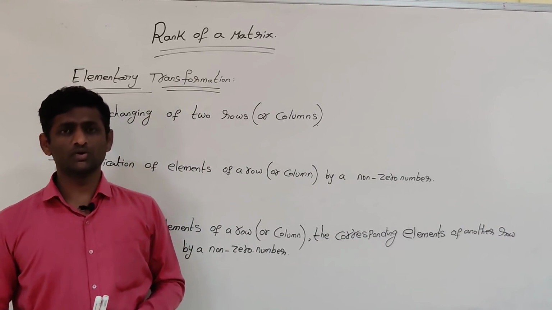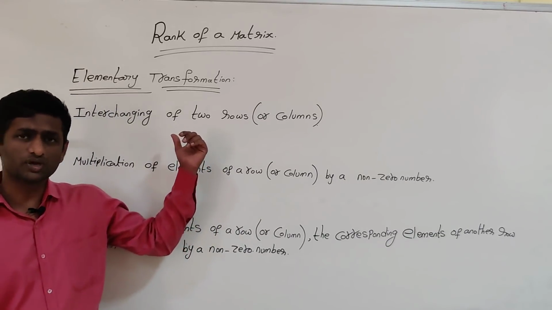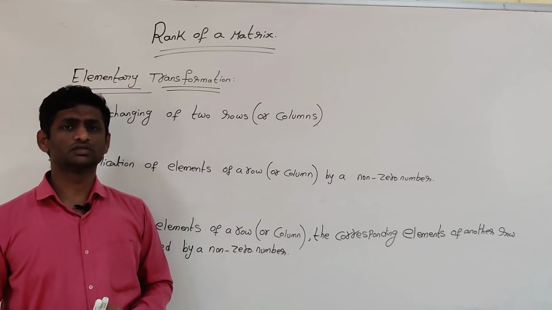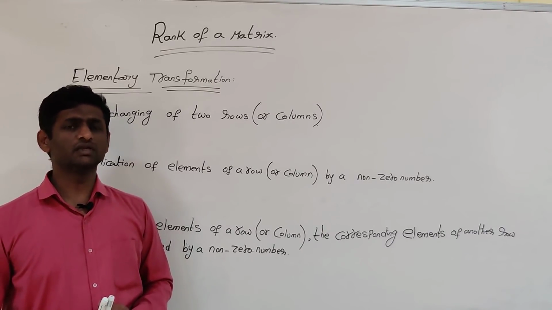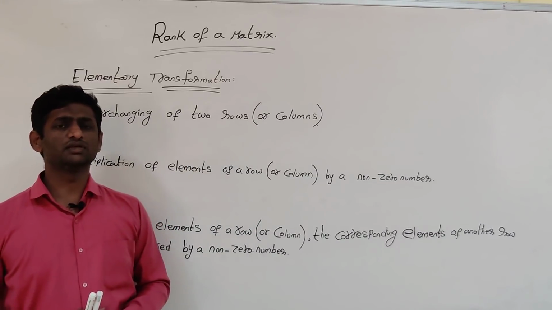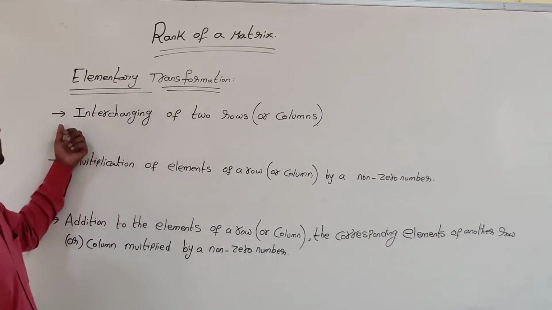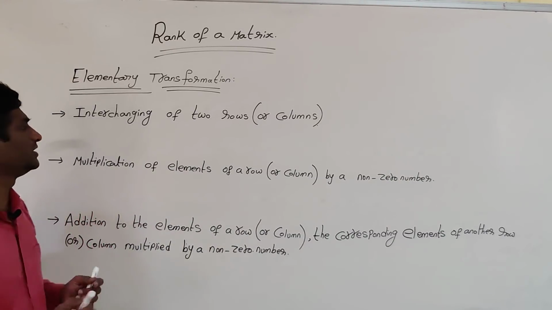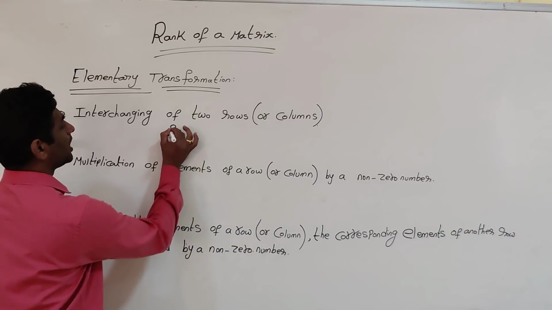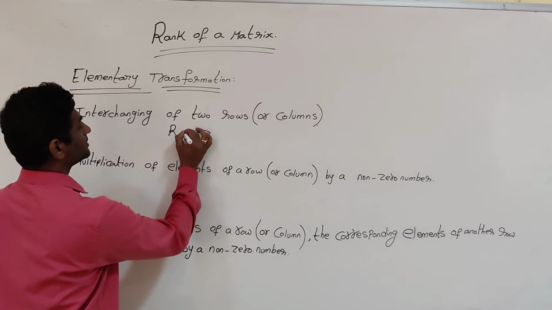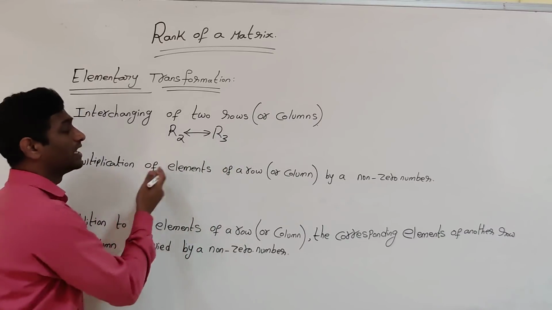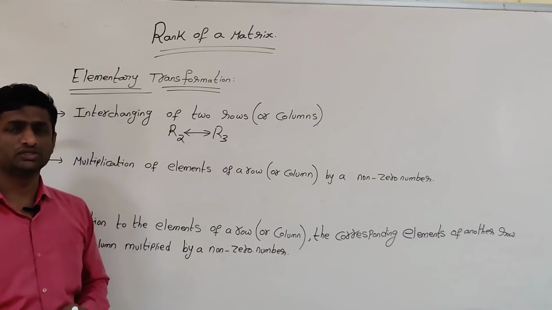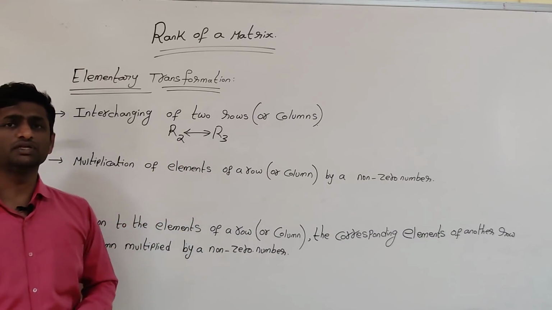So before going to that, first there are some notations, like as we did for determinants. In the same way, we will have the notations for the operations, like interchanging of any 2 rows or any 2 columns. The rank does not change. For example, R2 implies R3, means the elements of row 2 and the elements of row 3 will be interchanged. Then the rank will not be changed.